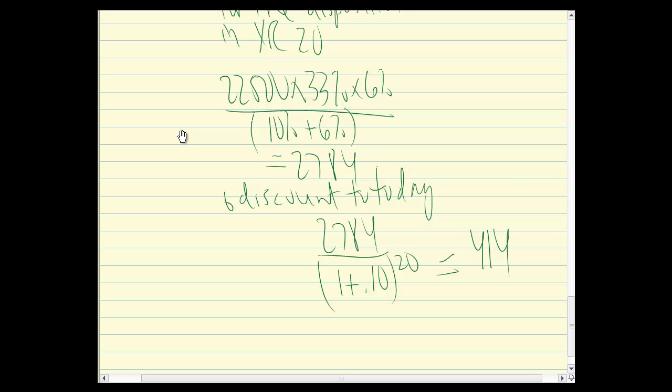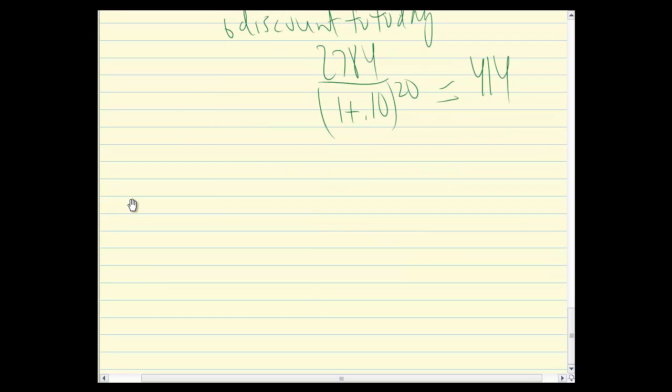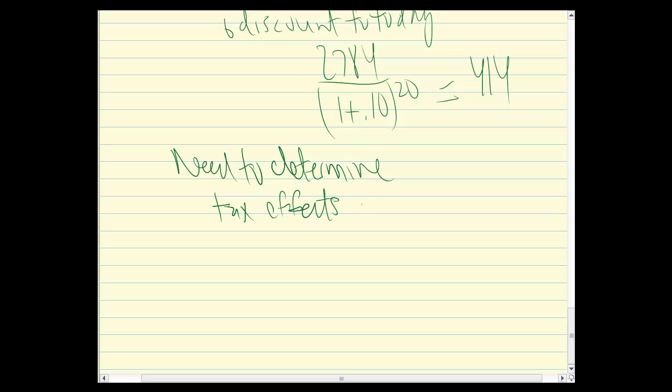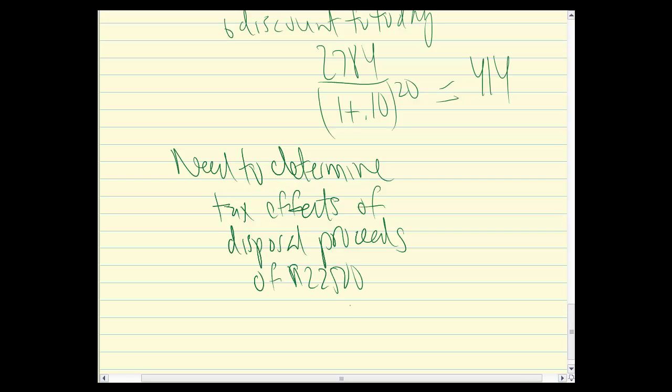So how do we do that? The last thing is we need to determine the tax effects of disposal. Proceeds of 22,500. And in your question, if it was 0, you would put 0. You would say assume proceeds are 0. You'd still just do the same calculation, just using a different number. Okay? So how do we do that?